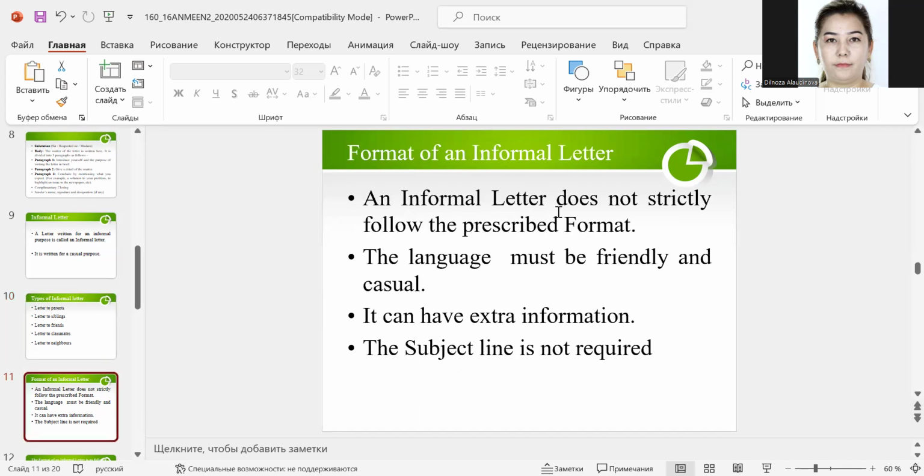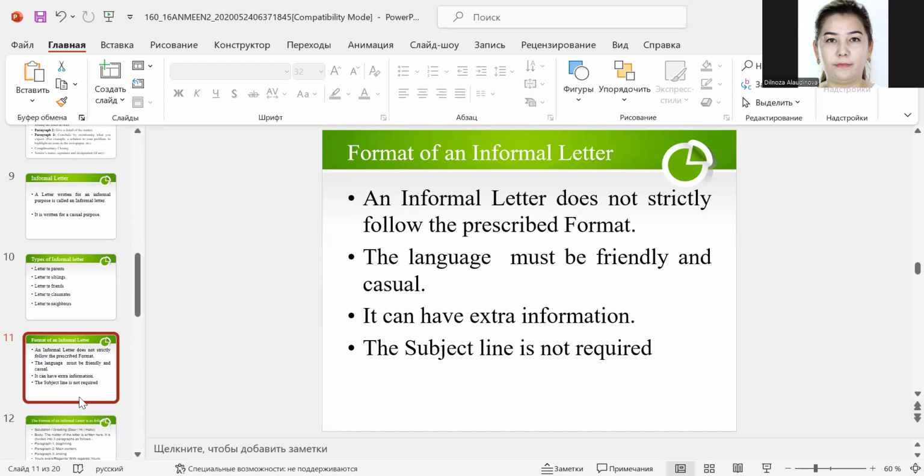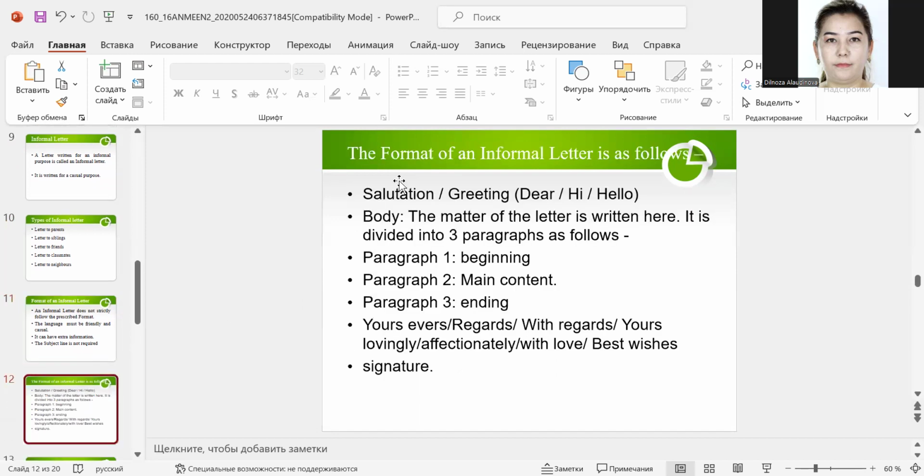An informal letter doesn't strictly follow the prescribed format. The language must be friendly and casual. It can have extra information. The subject line is not required in such kind of letters. The format of an informal letter is as follows.